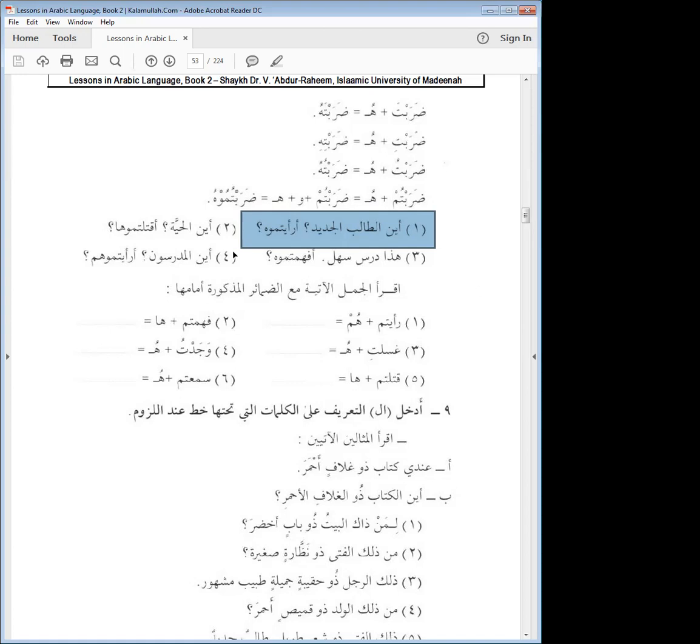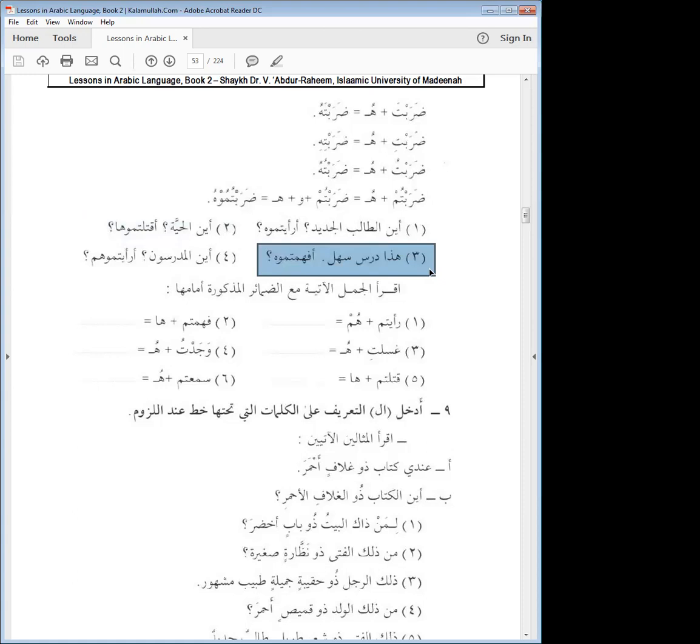Next example, number 2. أين الحية؟ أقتلتموها؟ Where is the snake? Did you all kill it? Speaking again to a group of males, right? So it could be boys or men. Did you all kill it?